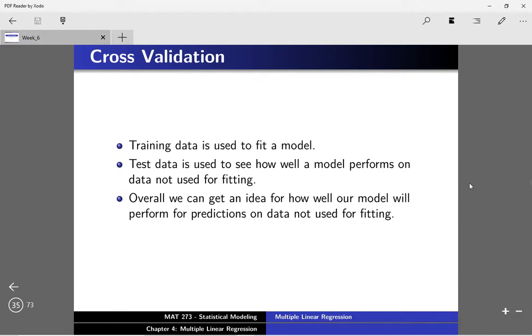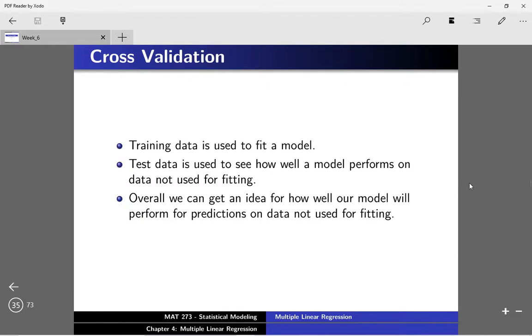The portion that we use to actually fit our predictive model, our regression model, they call training data, because we're training our model, getting it ready to predict things in the future. And the test set, or the evaluation set, is what we use to see, okay, how well do we expect this model to do on data that it wasn't fit on, data that wasn't used to get the regression estimates here.